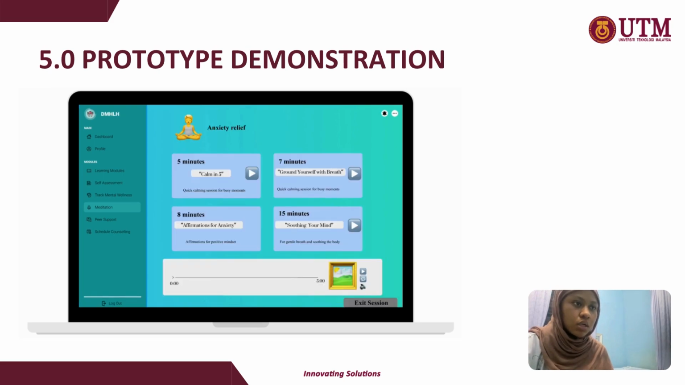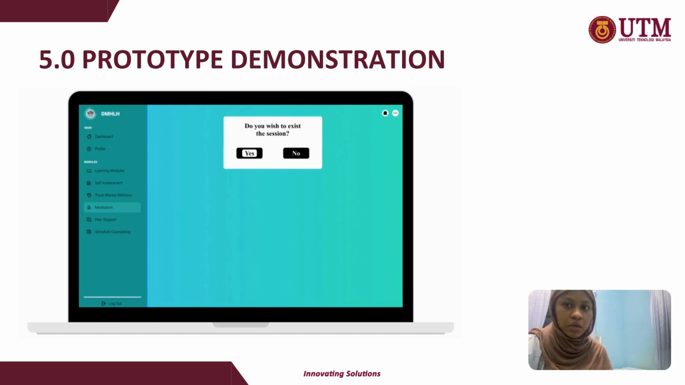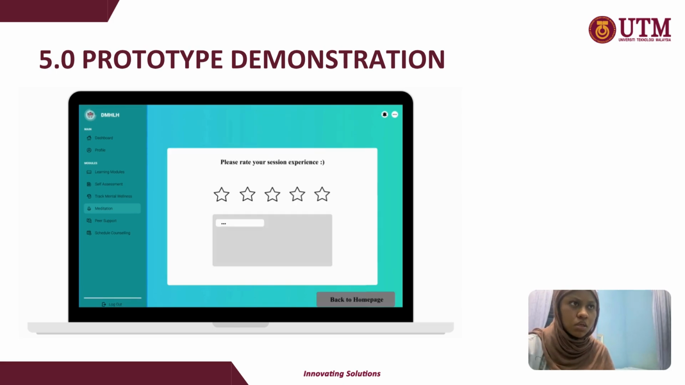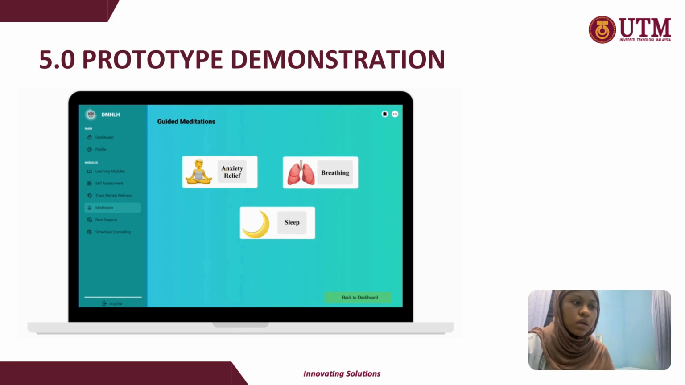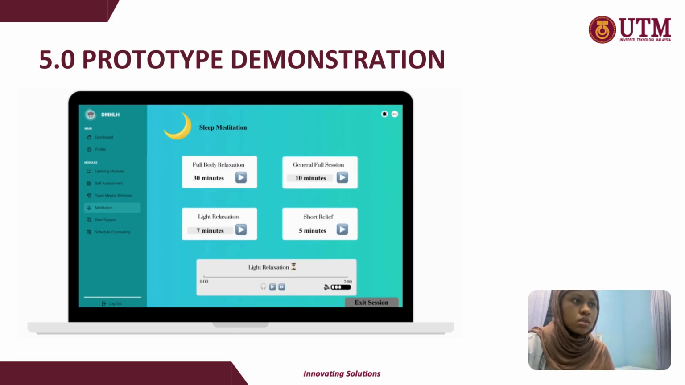When we click on the button, it will show a few sessions that the students can choose, and when they click the play button, it will be played, also including video. When they click exit session midway or after they have finished the session, they will receive a confirmation message, and then they can input their rating. After that they can go back to the home page, and then choose another type of meditation such as breathing or sleep meditation.